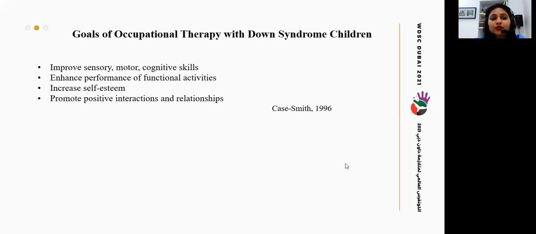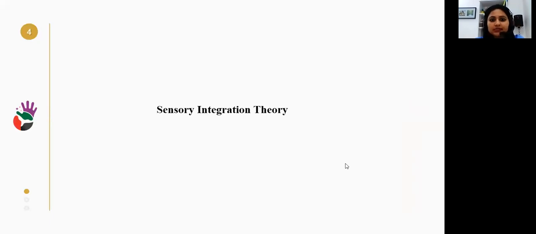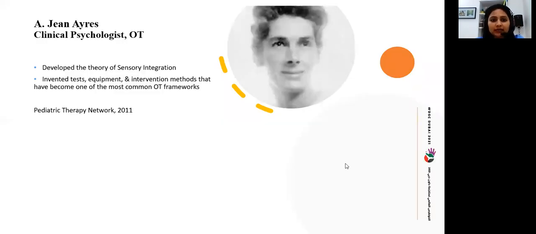Now to achieve these goals, there are plenty of theories and frames of reference which occupational therapists use. However, my favorite, and the most effective, reliable and widely used, is the sensory integration theory, the sensory integration frame of reference. So now let's discuss how it came into practice.